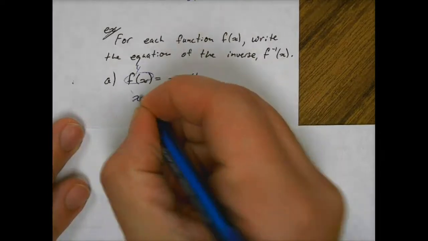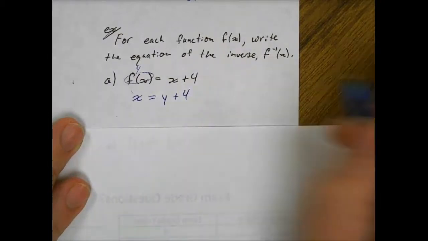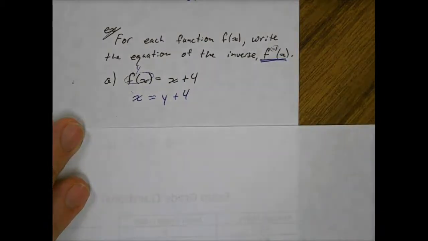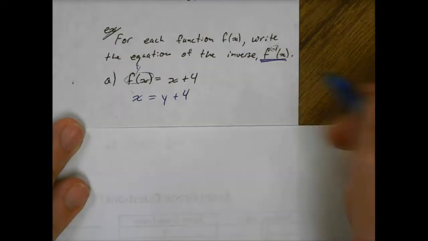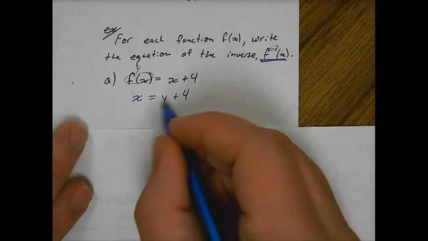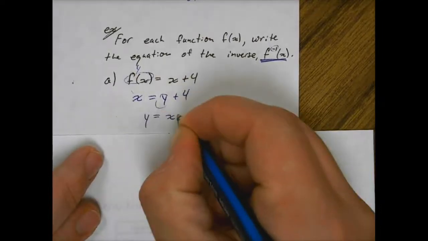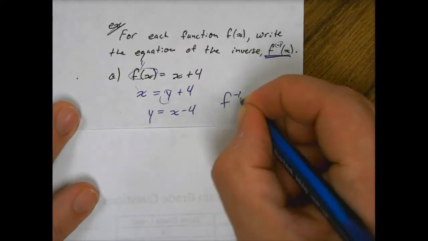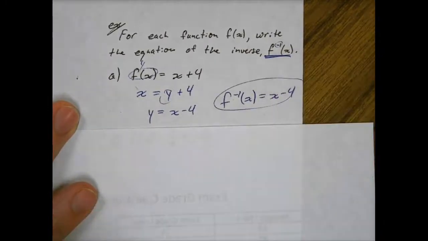So if I switch them exactly where they are, I come out with x equals y plus 4. The way we write this is f negative 1, and all this negative 1 means is inverse. So f inverse of x, that's how this is read. If we had g of x, we could say g inverse of x. Now we want to solve this for y, so I subtract the 4 to the other side. I would have y equals x minus 4. Using inverse notation, we rewrite this as f inverse of x equals x minus 4.